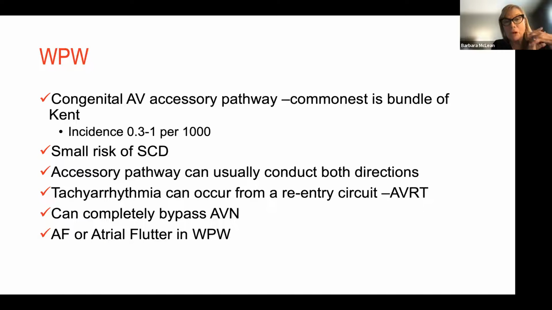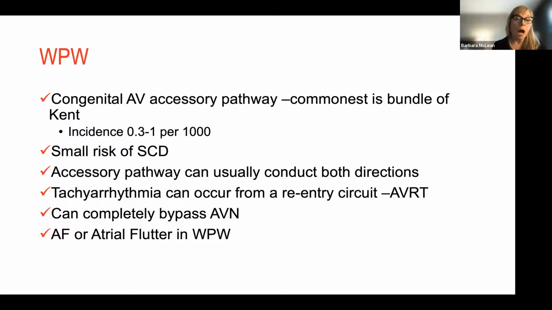Okay. Want to talk about WPW? I think that's probably going to be as far as we're going to be able to get today. And then our next time, we're going to really talk about VTAC and polymorphic VTAC, and by the way, torsades de pointes. So I really do think it's important for us to at least have a basic understanding of WPW.